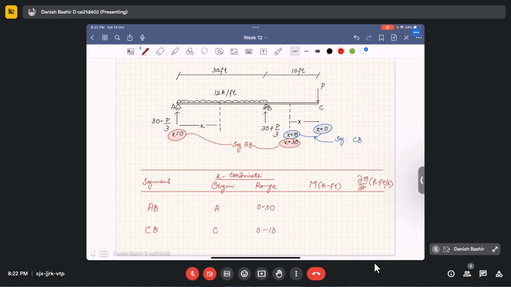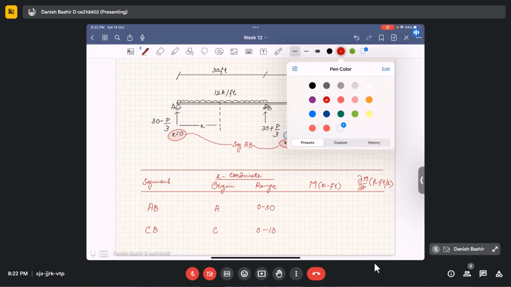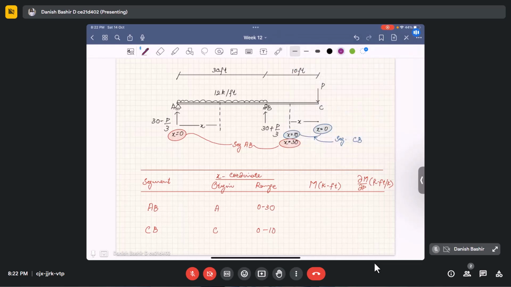So in this segment, what will be the moment? M will be equal to, first, the reaction 30 minus P by 3 times x. Is it clear to you? This reaction times the x distance, and then there is the downward load, 12x times x by 2, that is 12x squared by 2. Hope this is clear to you.